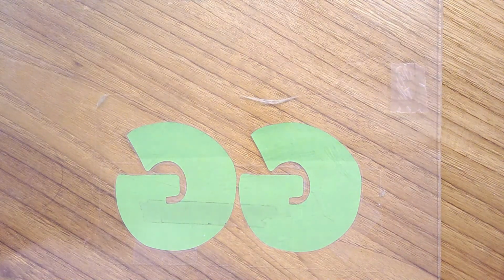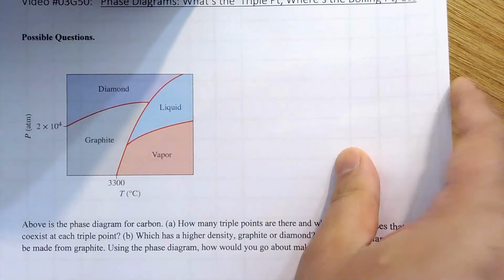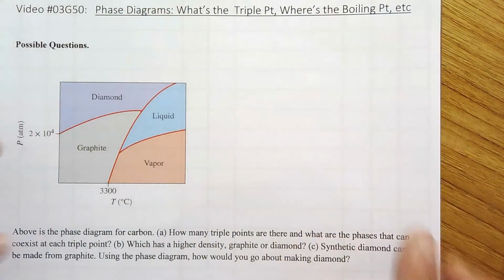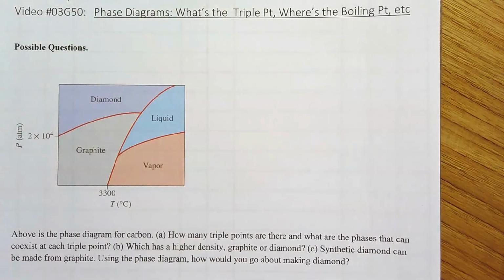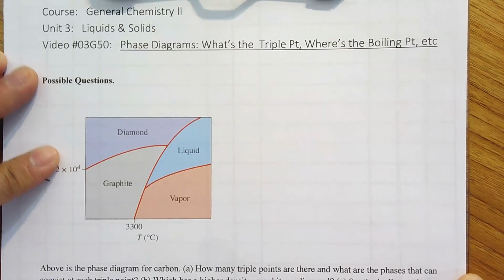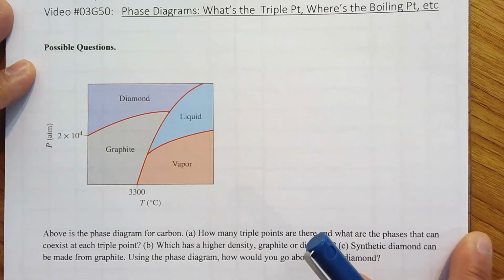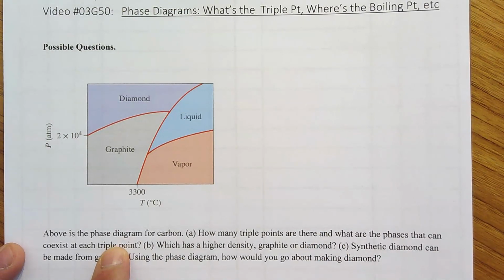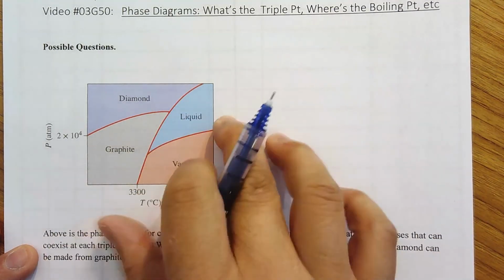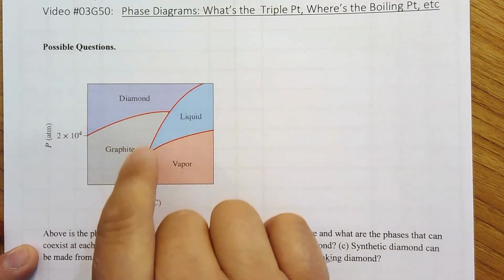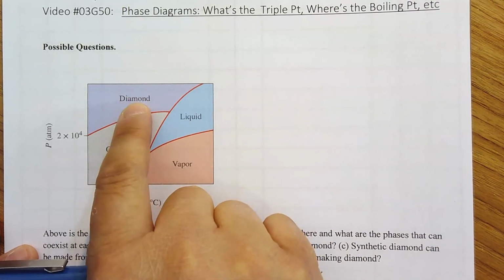Okay, let me show you one more unusual phase diagram. I put a couple of test-like questions, but I'm not going to answer them in this video. See if you can do this on your own. Above is the phase diagram for carbon. What's unusual here is you have 4 distinct phases. The 2 solid phases you could split up into a graphite phase and a diamond phase.